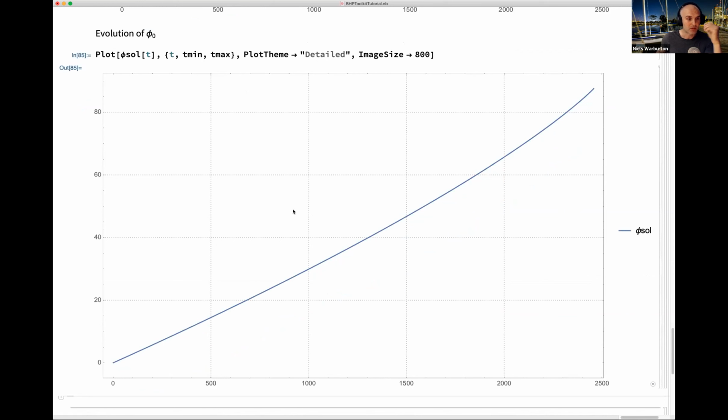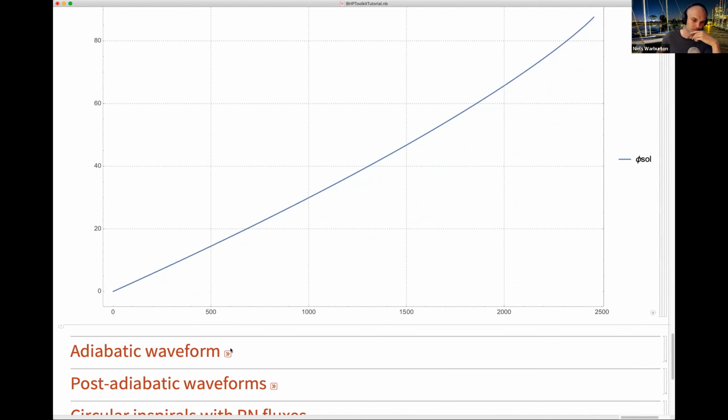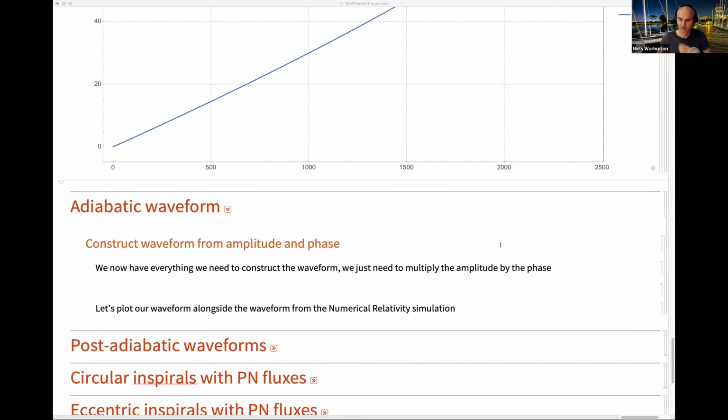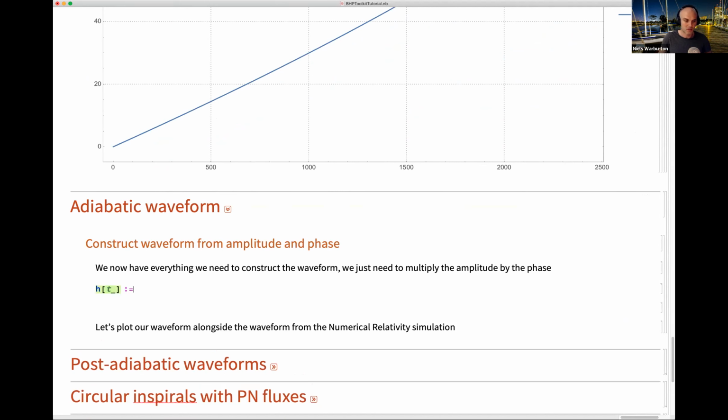Okay, so that's our inspiral. That's what we computed. We want to then take that as input and actually compute a waveform. So let's define the waveform function based upon the amplitudes that we had before. So h as a function of time is equal to, in this case, the symmetric mass ratio, because it turns out that using the symmetric mass ratio improves the comparison with numerical relativity. So that's what we'll do.